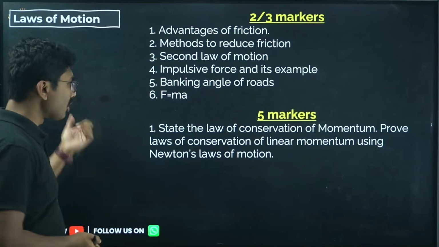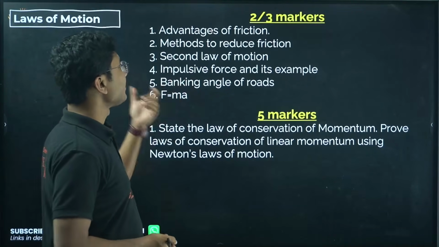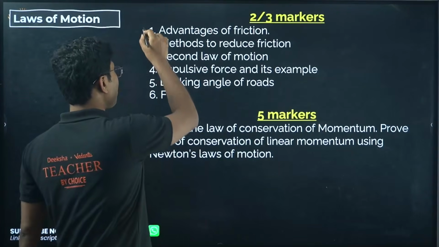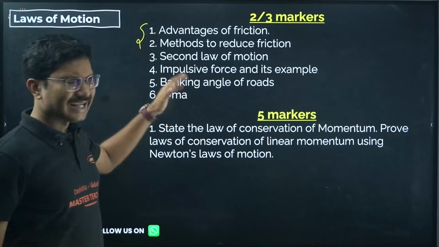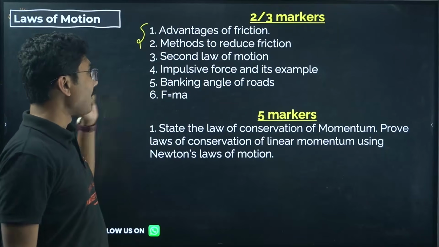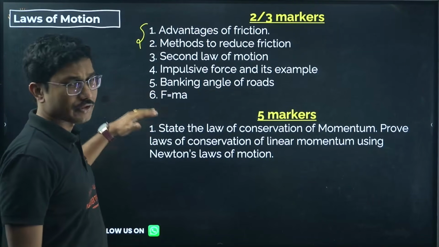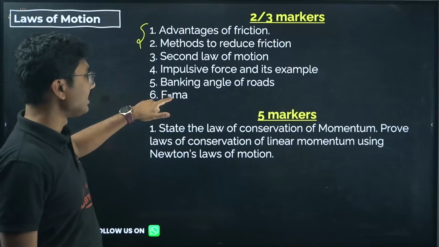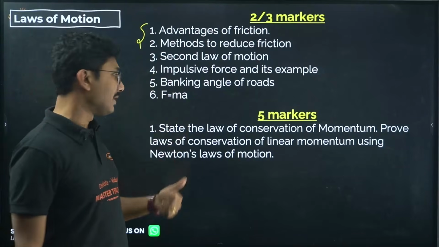Let's continue. Laws of motion: advantages of friction and methods to reduce friction are very important. Both of them are very important. The second law of motion can be asked, impulsive force and its example, banking angle of roads, and the derivation of force equals ma. This one I have done in model paper 1. It will be available very soon.